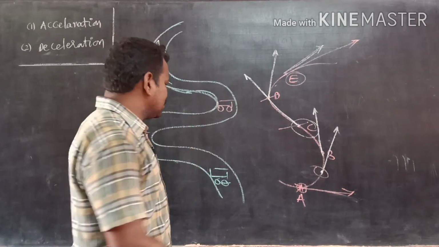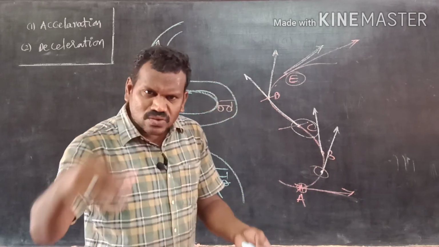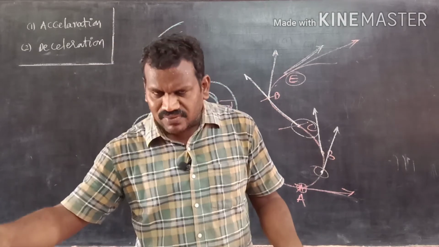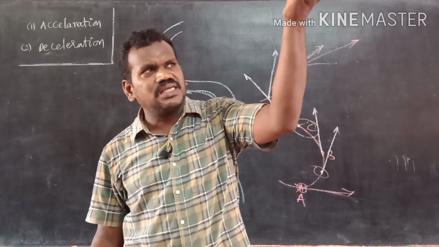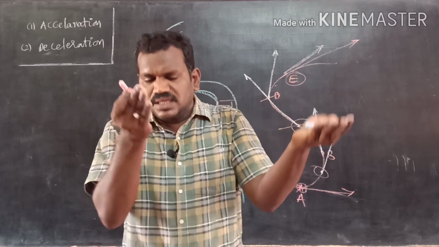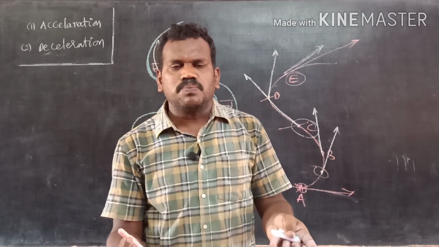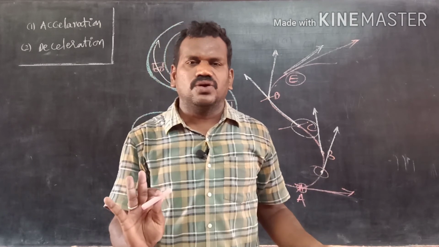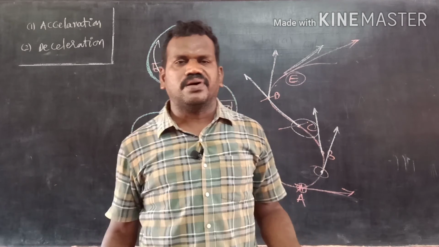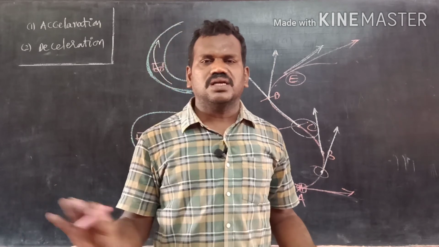For example, the driver is getting down the hill. He is coming in the reverse direction. In the earlier case, he was moving in the upward direction. In the next case, he is coming in the reverse direction, then there is no need to apply acceleration. Simply if you hold the brake at a particular point, then automatically the body moves.